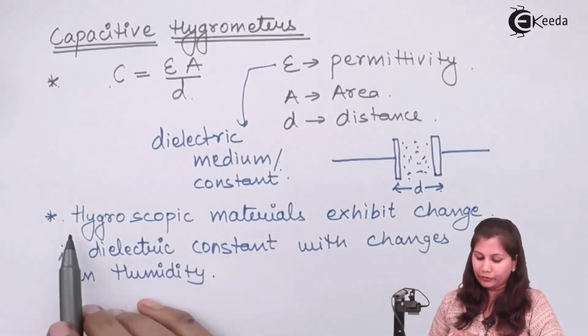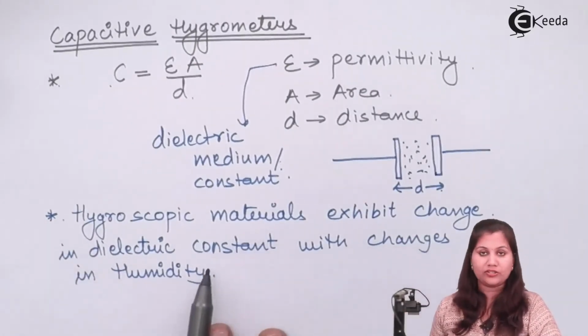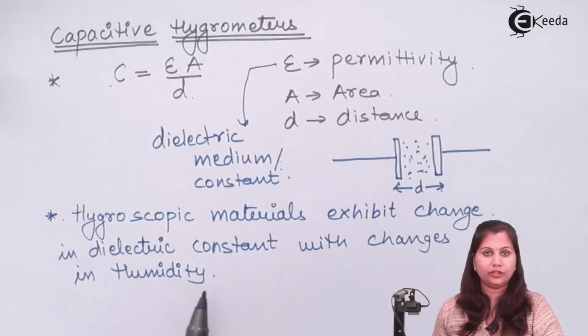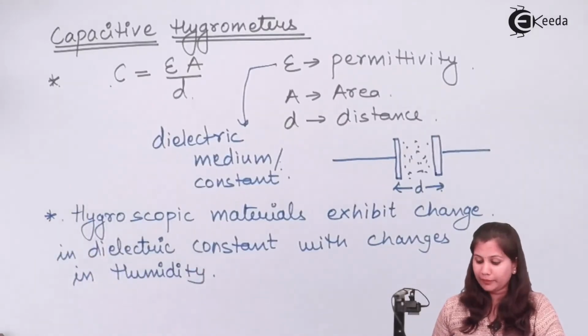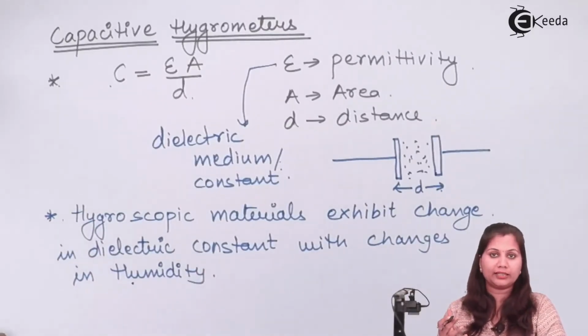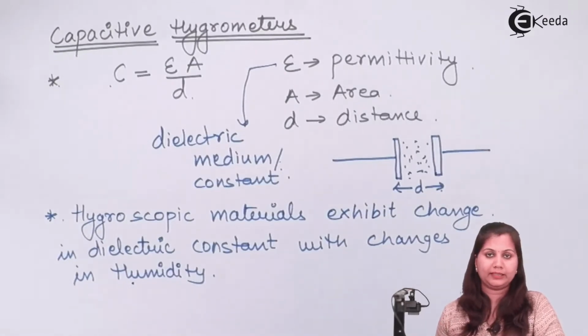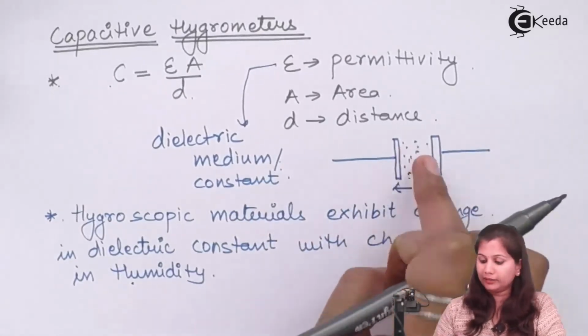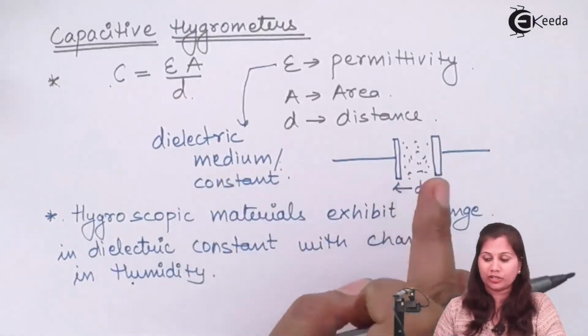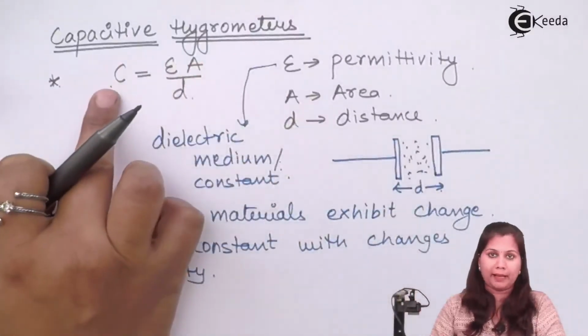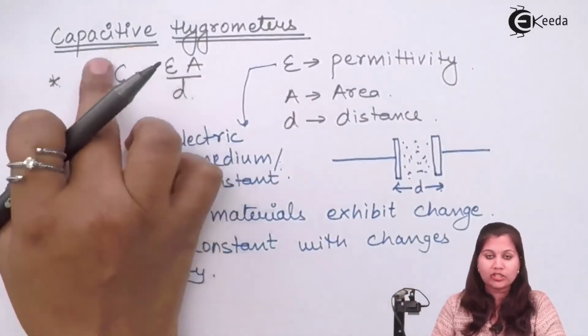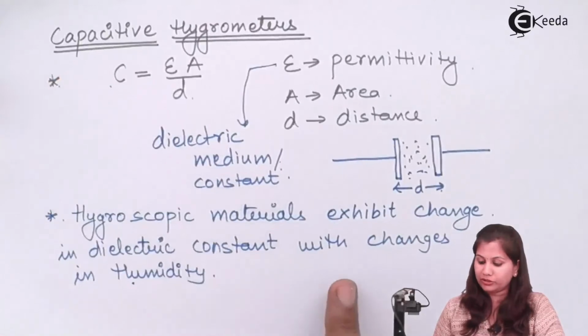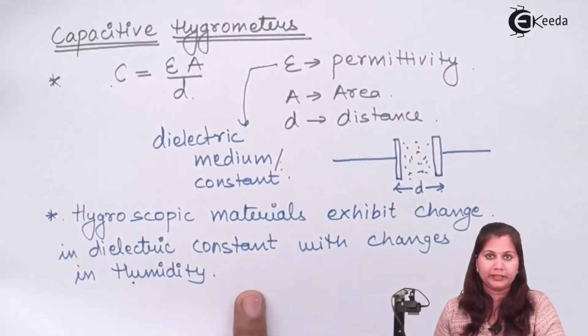So the hygroscopic materials, which exhibit change in dielectric with changes in the humidity, are being used because humidity is related to the content of water vapor present in the air. So the presence of water vapor is going to affect the dielectric constant, and this change in dielectric constant is going to change the capacitance. So by measuring the change in capacitance, we can measure the changes in the humidity.